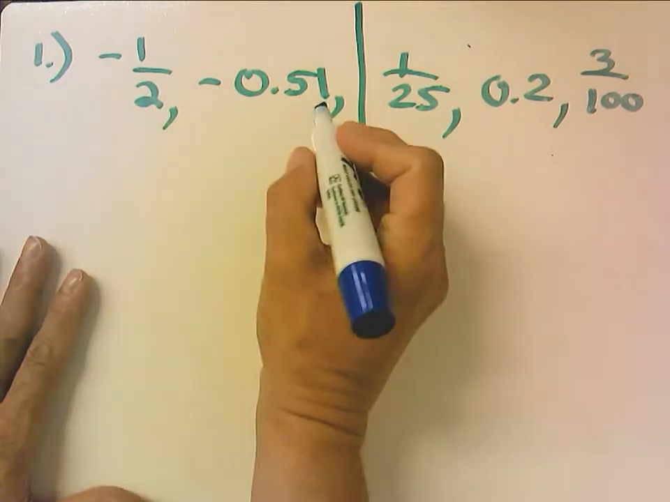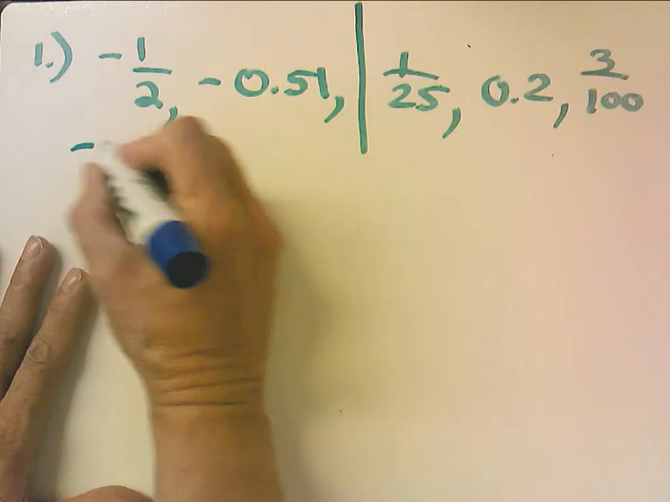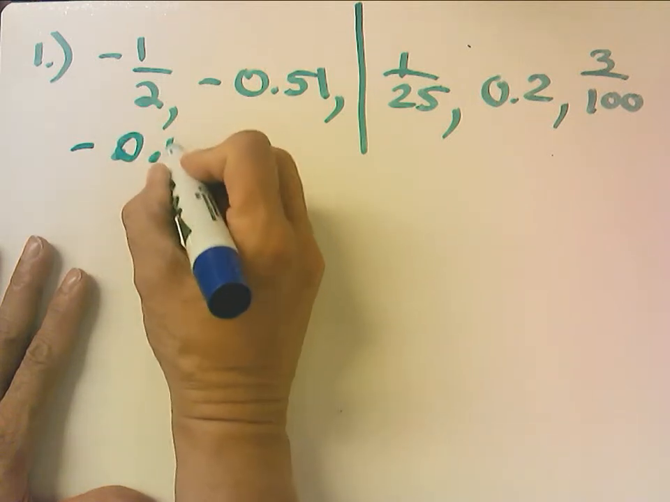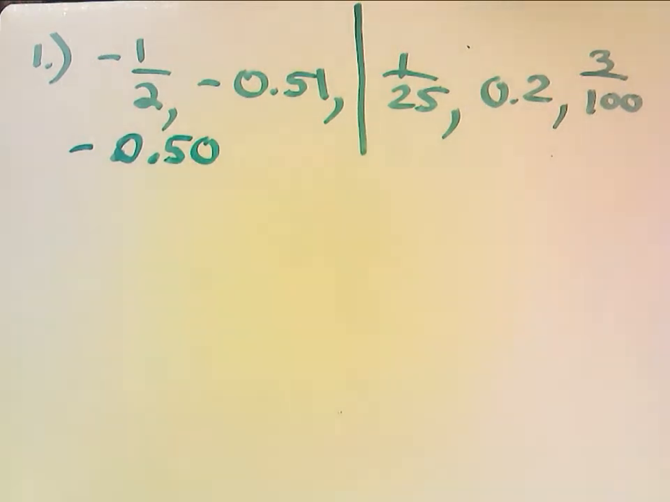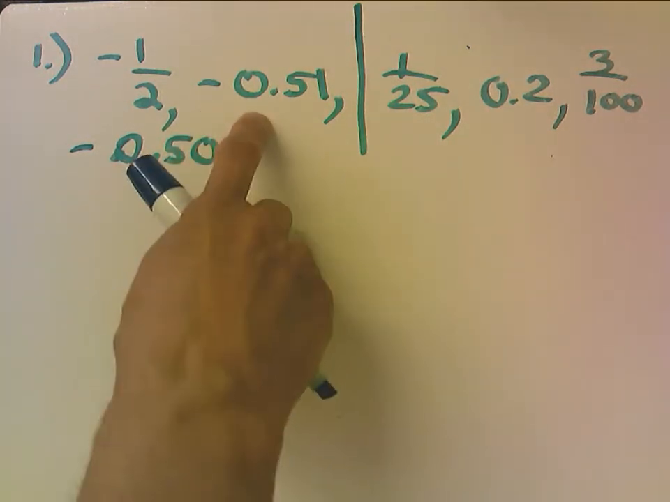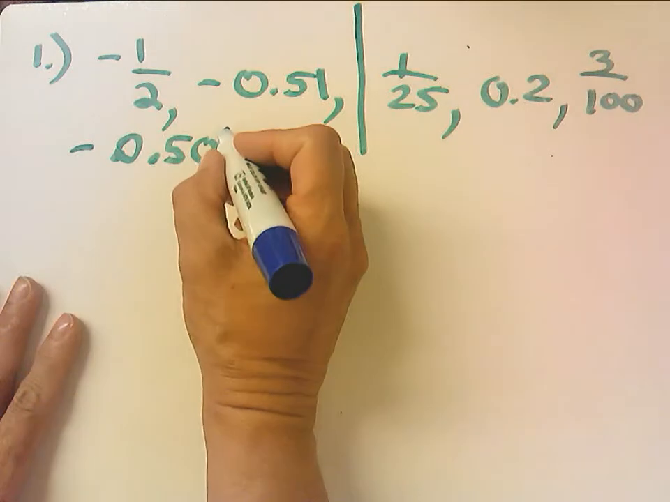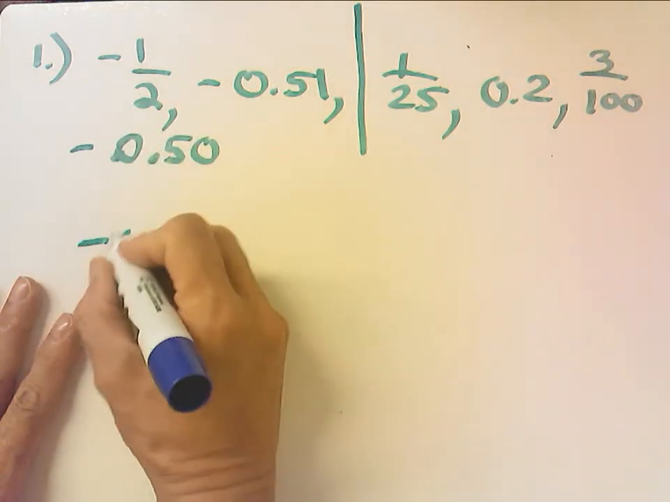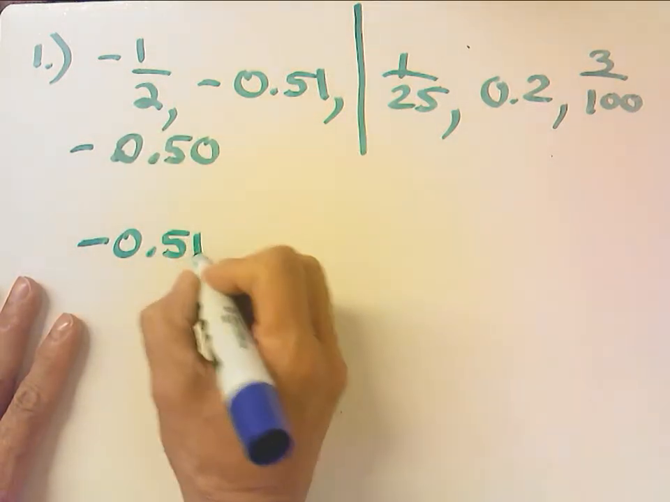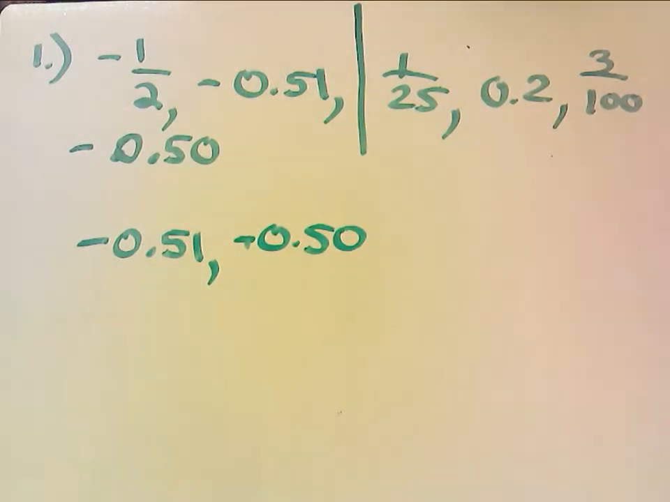Now, to do that, I'm going to change my negative 1/2 to negative 0.5 or 0.50. Now, I made it negative 0.50 because now I can compare it to negative 0.51. And the one that's closest to 0 is the bigger one. Well, this is closer to 0. So if I'm going to order it from least to greatest, that would be the smallest, and this would be the next one. Now I have to order these.